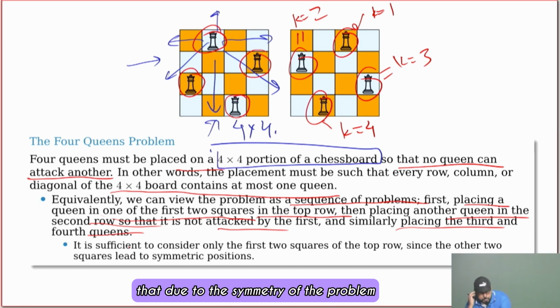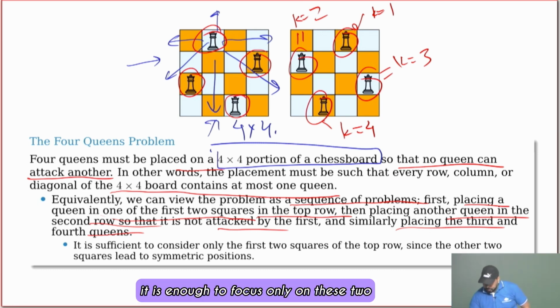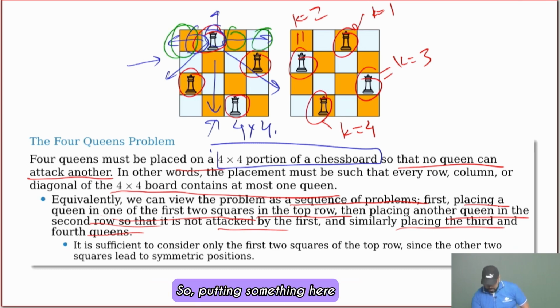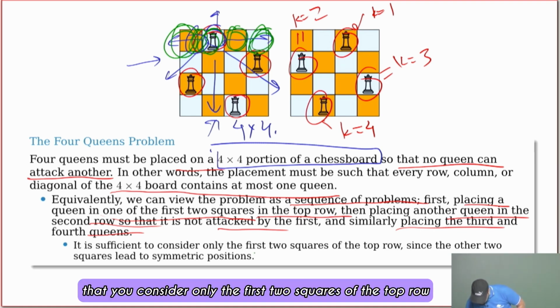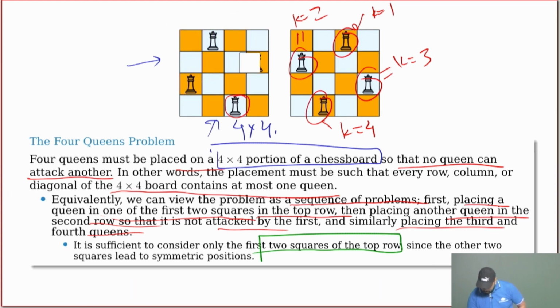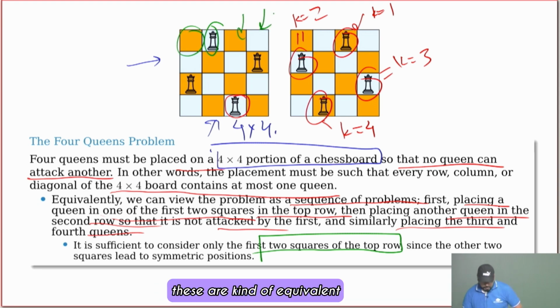Also, we should note that due to the symmetry of the problem, it is enough to focus, for the first queen, only on these 2, because these ones are symmetric. These ones are symmetric. So putting something here or here is symmetric. Putting something in the second one is the same. There is a symmetry there. So it is enough that you consider only the first 2 squares of the top row. Okay, so by the first 2 squares of the first row, it means that you only focus on this and this only, because by symmetry, these are kind of equivalent.